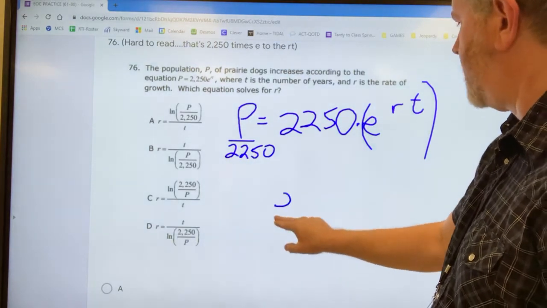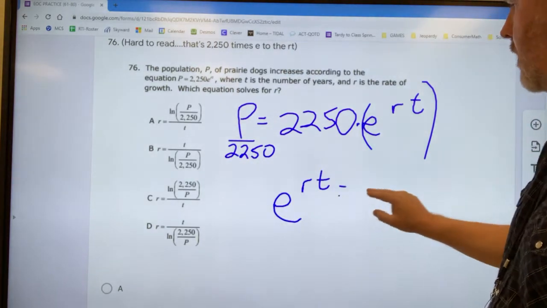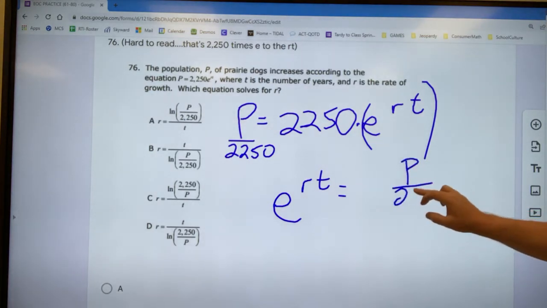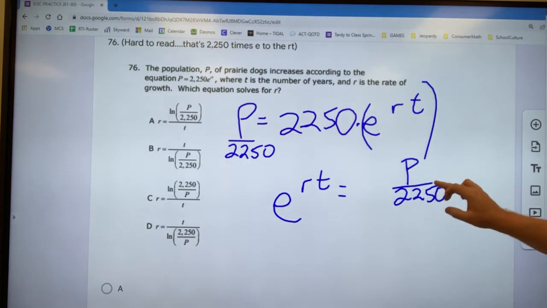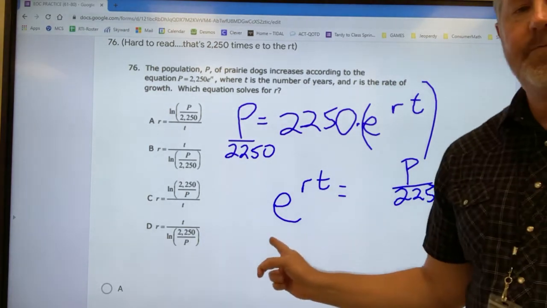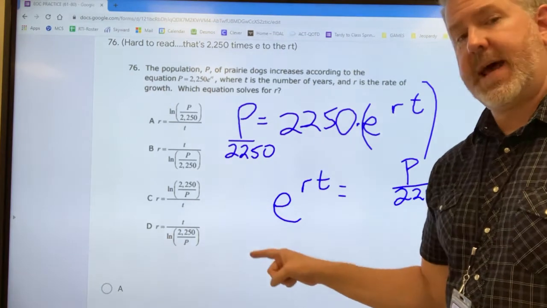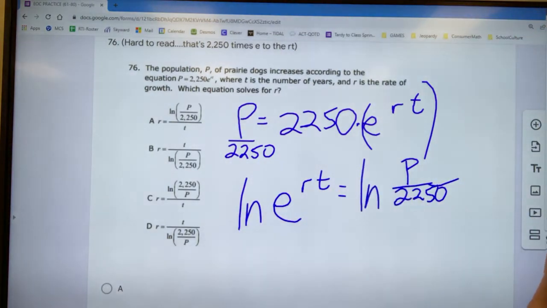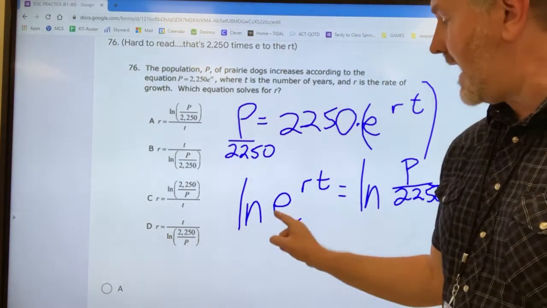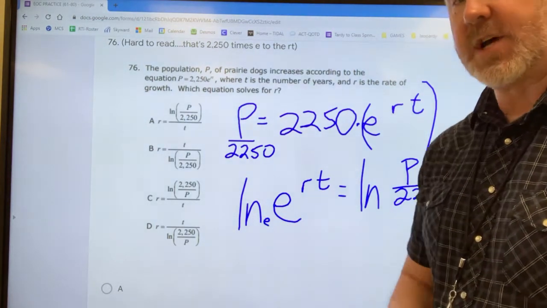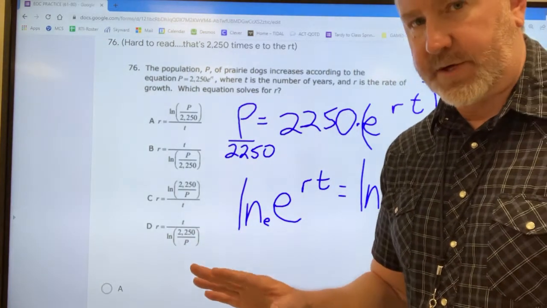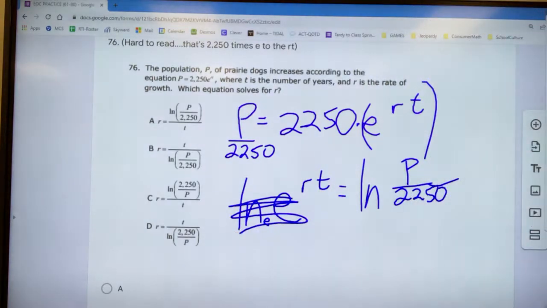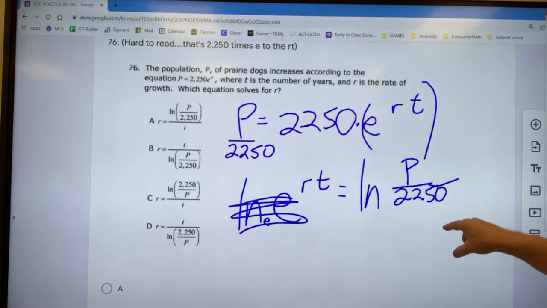Now I'm going to switch sides on you. E to the RT equals P over 2250. Okay? When you're dealing with E, especially if you want to get a variable down, you're almost always going to take the ln of both sides. That's the natural log. ln of E is the same base. The implied base of ln is always E. That's the definition of ln. The base is E. So these go away. You're left with RT equals ln of P over 2250.